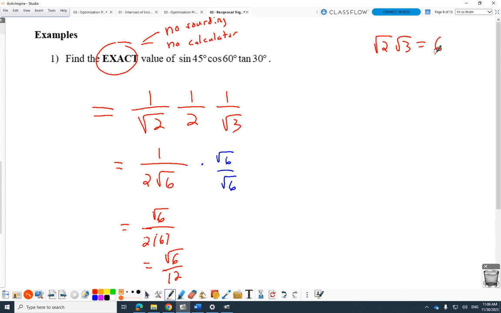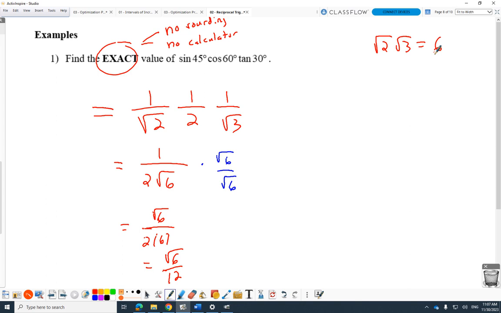Now, who's got a Casio calculator? Type in sine 45 times cos 60 times tan 30. And press equals and see what you get. Well, it's not just a Casio thing. Some of you have a Sharp calculator that can do it. But I just know a lot of you have the Casio. That's why I said that. Root 6 over 12? Nice for checking answers.